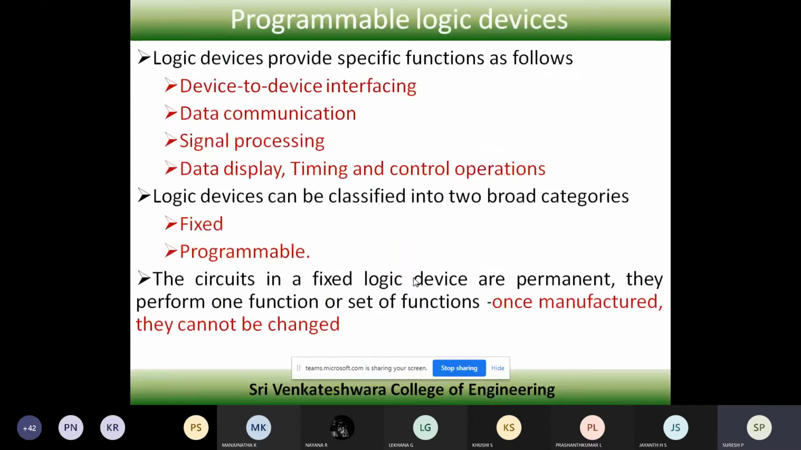The next topic is programmable logic device. Does anybody have any doubt with respect to ASIC, that is, application specific integrated circuit? That particular IC is designed to perform a specific application. That's it. Now, programmable logic device, all of you are remembering now?